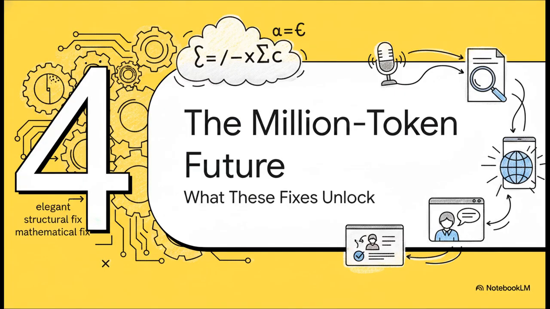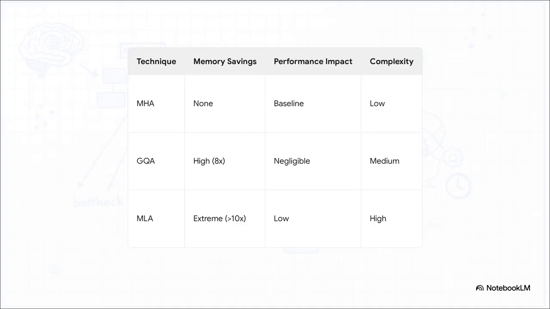So we've looked at an elegant structural fix and a brute force mathematical one. But what does all of this incredible engineering actually unlock for us? What does it mean in the real world? This table really lays out the trade-offs perfectly. Your standard MHA gives you no memory savings. That's our baseline. GQA gives you high, like 8x savings, with a negligible performance hit, and it's moderately complex to implement. Then you have MLA, which offers extreme savings, we're talking more than 10x, with only a low impact on performance, but it's significantly harder to get right.